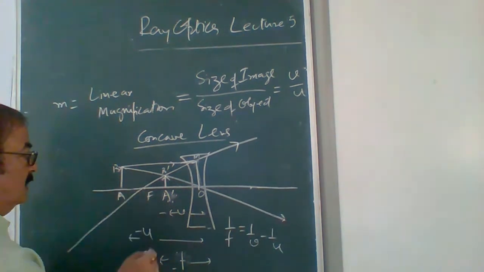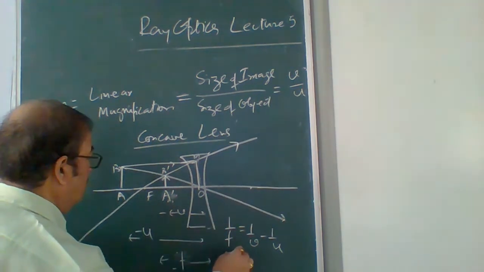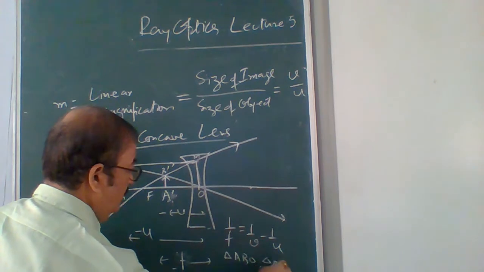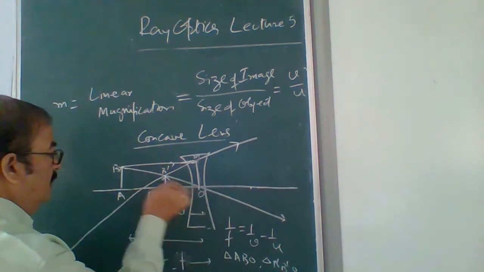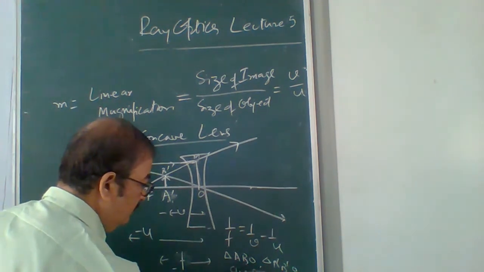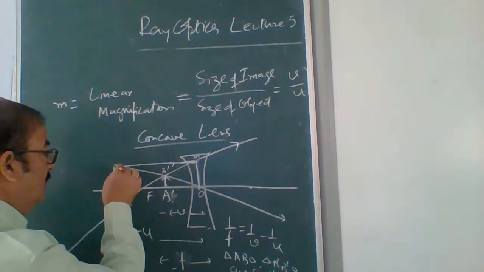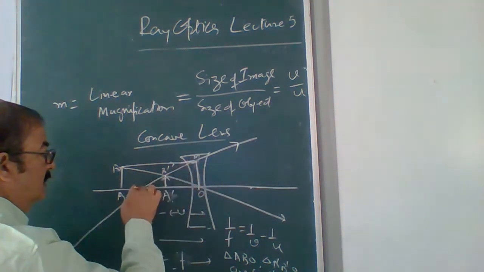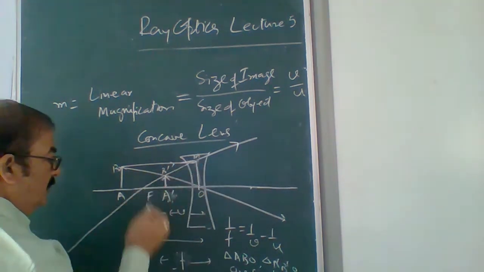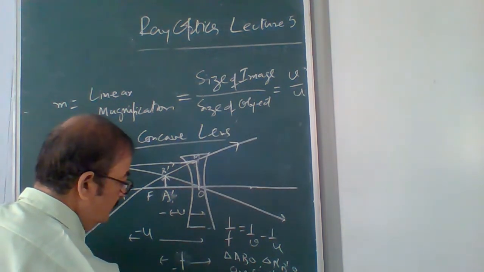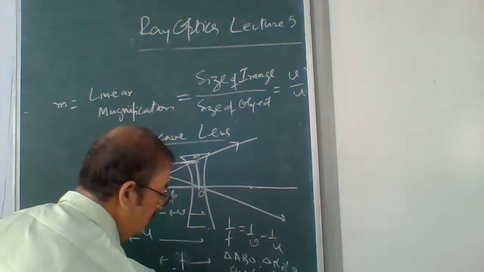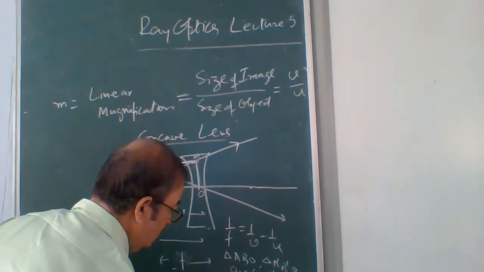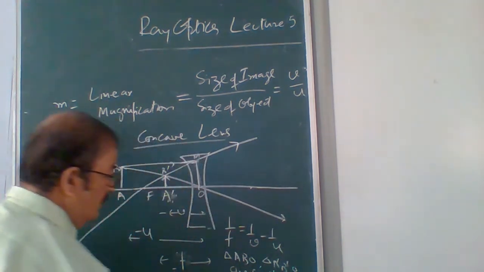I am again telling you what the similar triangles are here. Number one is triangle ABO, and second is triangle A dash B dash O. These two are similar triangles. Similarly, triangle OMF and triangle A dash B dash F are similar triangles.